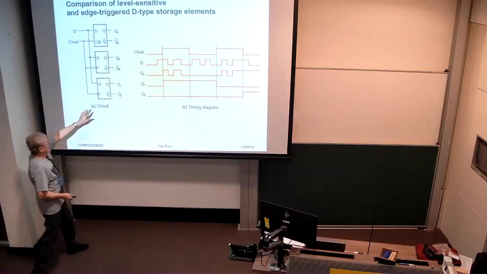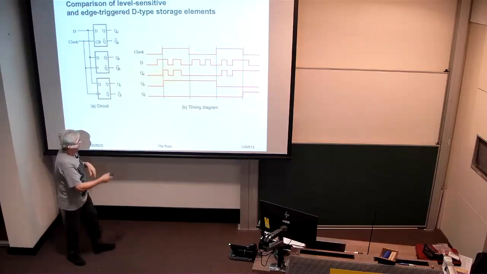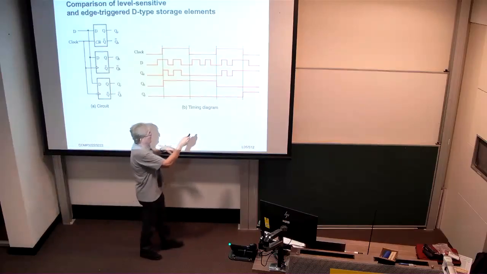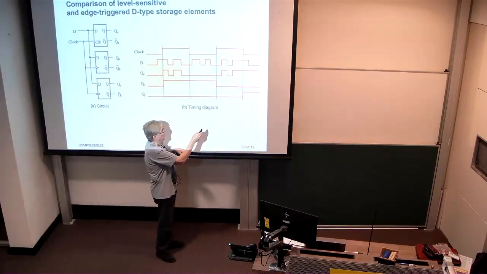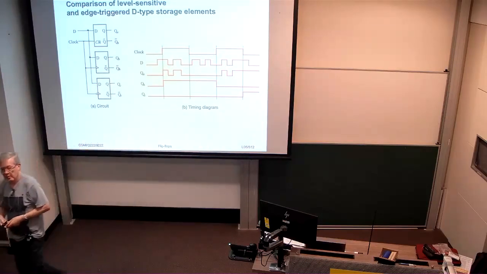As for the negative edge-triggered D-type flip-flop, it only cares about falling edges of the clock. So when the clock first falls, D is low, so there's no change in state. And the second time that the clock falls, D is high, and therefore we see QC going high. Okay?